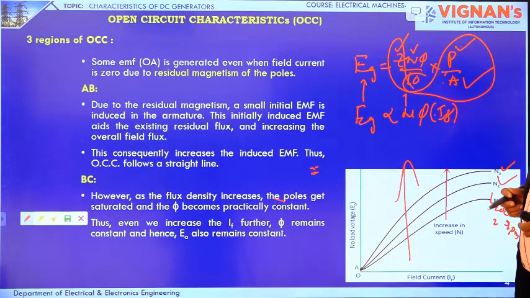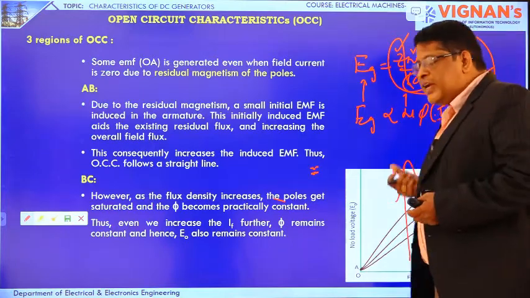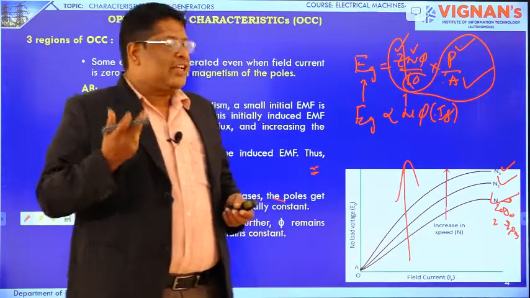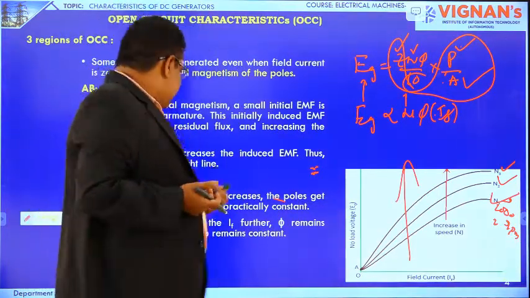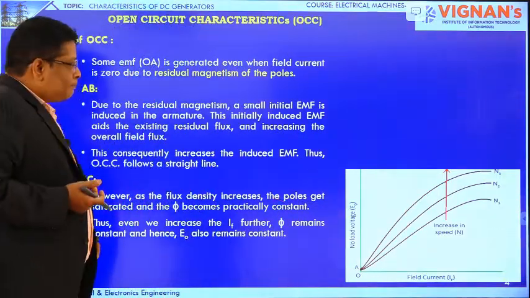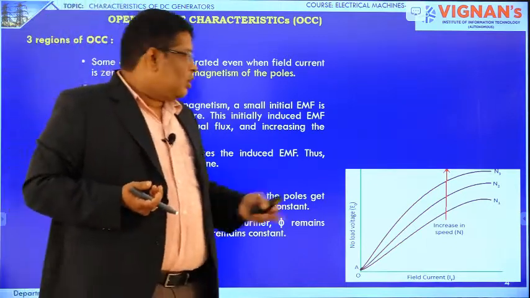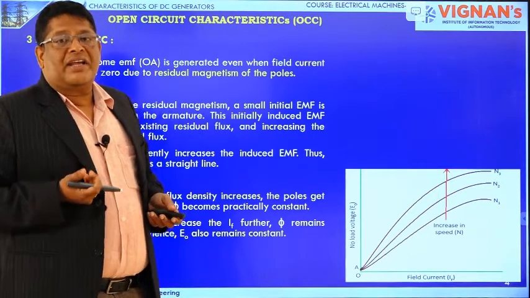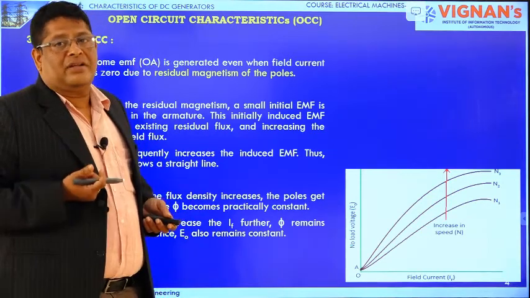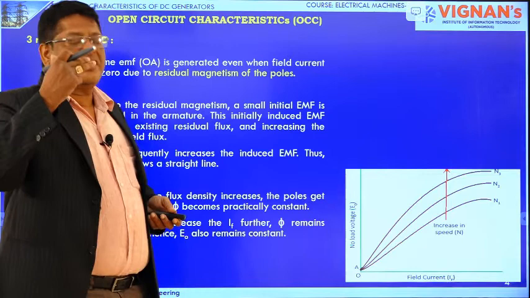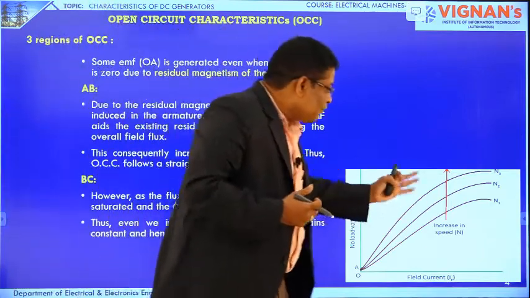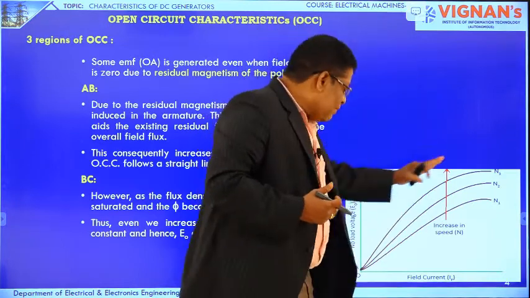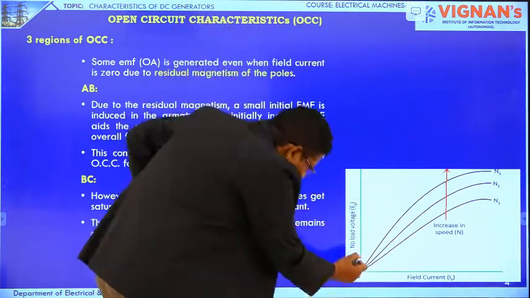The first one is conducted at a lower speed, which we can take as 1000 rpm. The second one, the generator is operating at some 1200 rpm. The third one, the generator is running at 1500 rpm. As the speed increases, the OCC characteristic shifts from downwards to upwards, but the shape of the graph is the same.